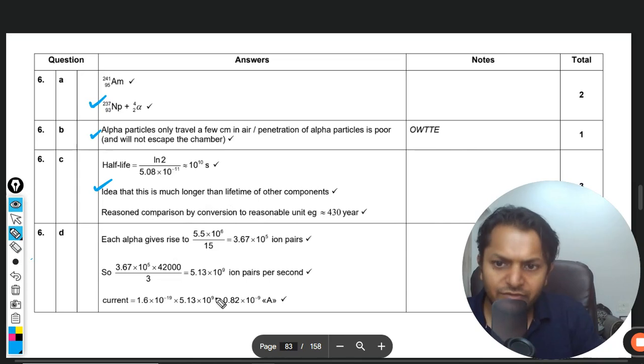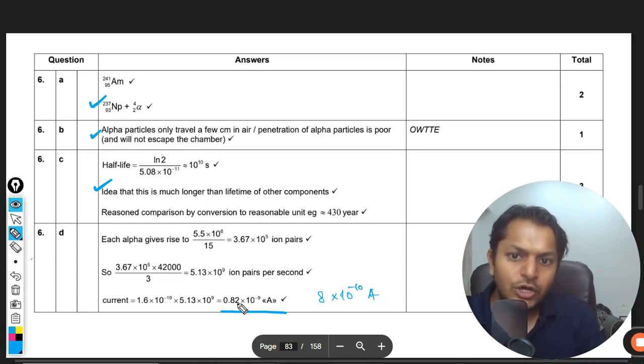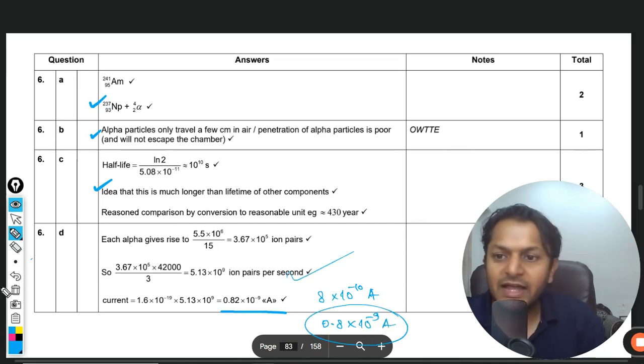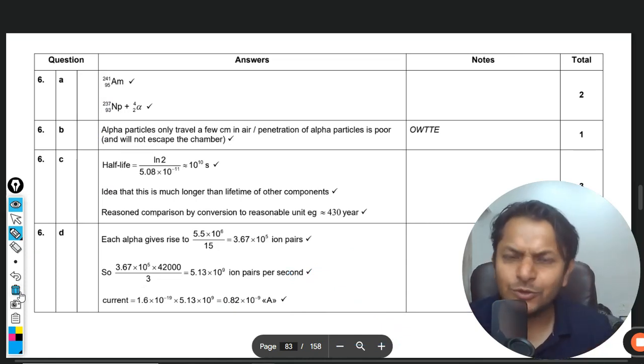And here we have done the same thing, and we are getting the same value. By the way, I am getting the value as 8 point something into 10 power negative 10 amperes. For them, it is 0.8, with 10 taken, so it will be negative 9 amperes. So we are getting exact values here. This is how we do this question.